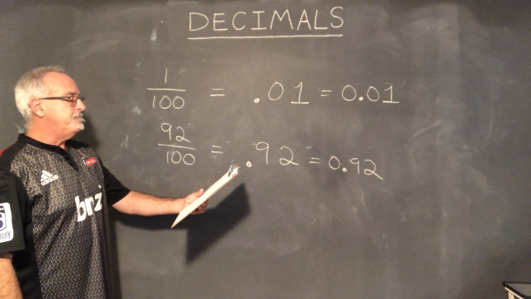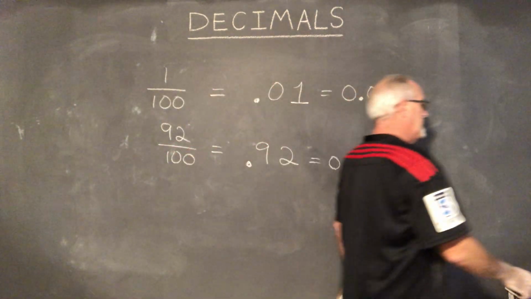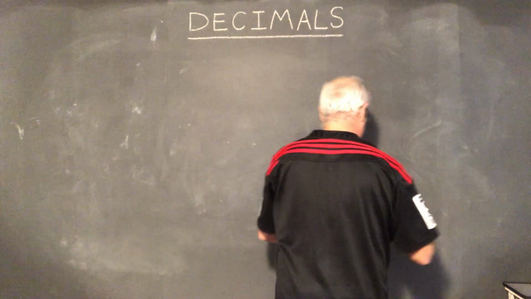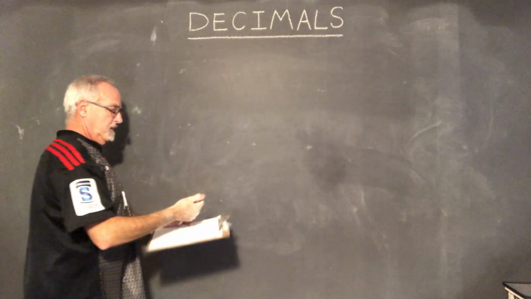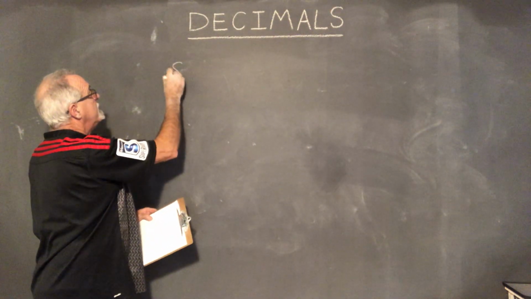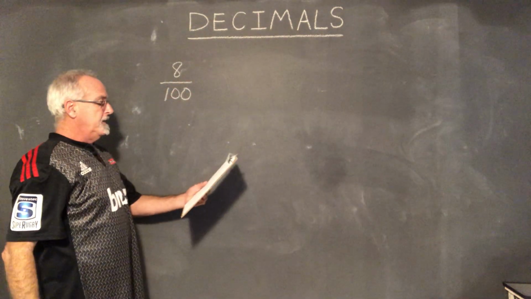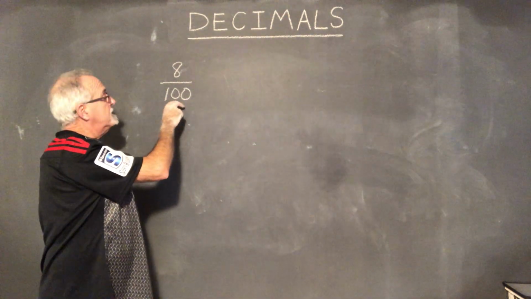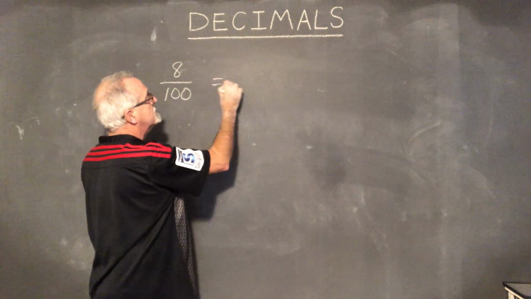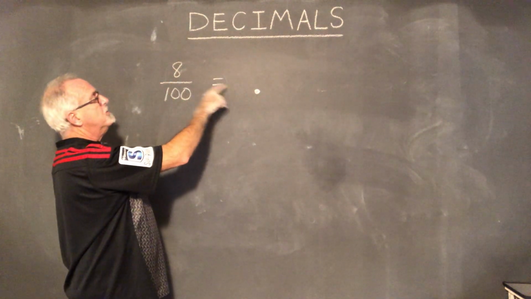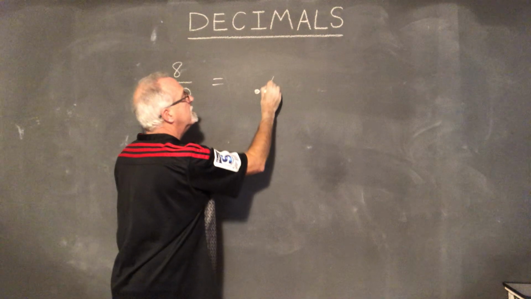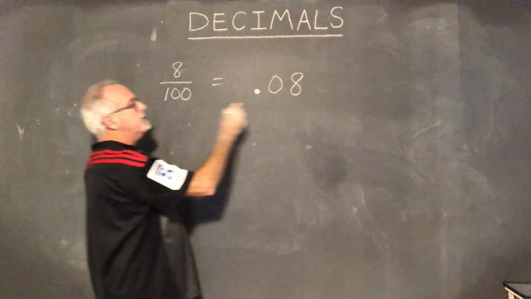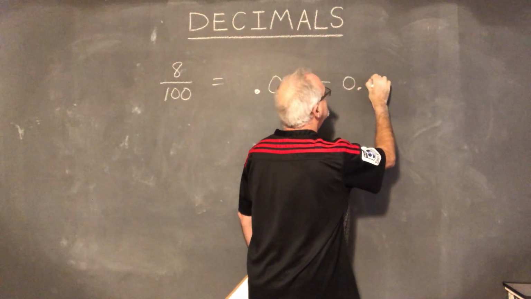Okay. I need a little bit more practice of these what if types though. More chalk, please. 8 hundredths. There's only 1 digit in this numerator, but the denominator is 100. It's got 2 zeros. That means I need 2 digits to the right of my decimal place. Because all I have is that 8, I am going to have to put a 0 placeholder, and then I put the 8. 0.08 is equal to 8 hundredths, and if I want, I can put this 0 as well.